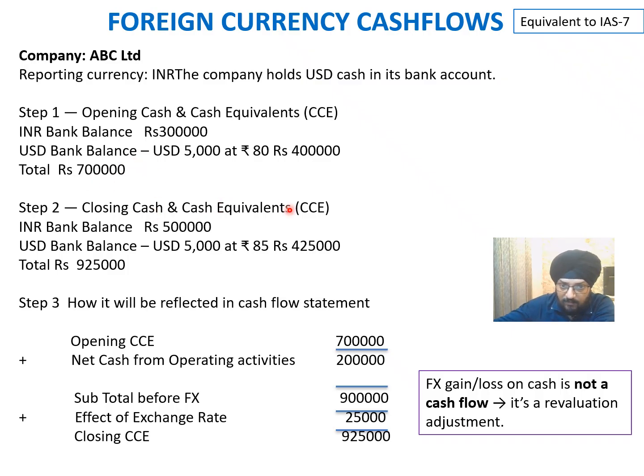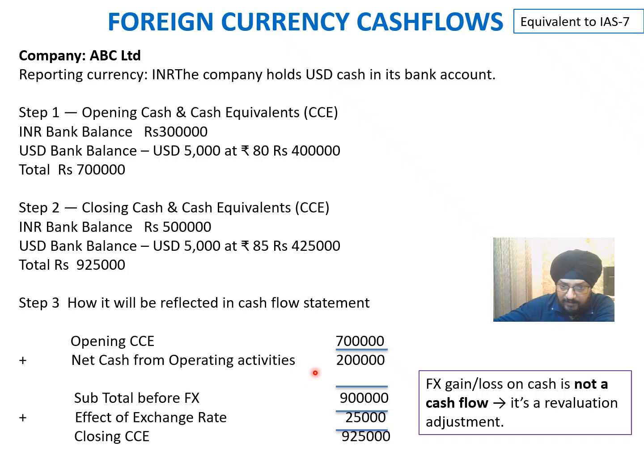Closing cash and cash equivalent in INR is 5 lakh rupees. USD balance is 5,000 into 85, as the rate has increased. It is 4 lakh 25,000 and the total is 9 lakh 25,000. So how will it be reflected? Opening cash and cash equivalent is 7 lakh. We have an increase in cash and cash equivalent, let's say from 3 lakh to 5 lakh, which is 2 lakh. So assuming that these are operating activity only.